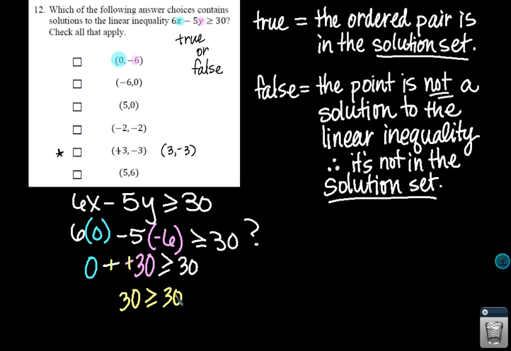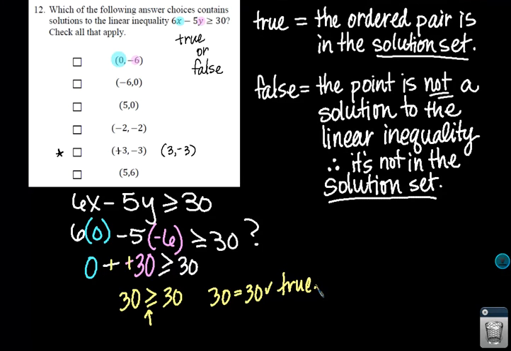Is 30 greater than 30? No. Is it equal to 30? Yes. And because this is an inclusive inequality, because it has that or equal to bar, this is a true statement because 30 is equal to 30. So that would be true. We can do this by hand. We can also do this in the calculator.